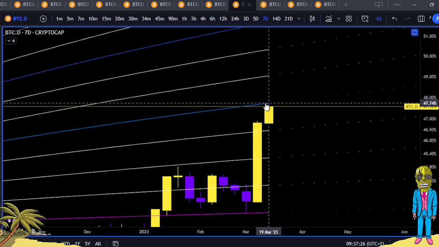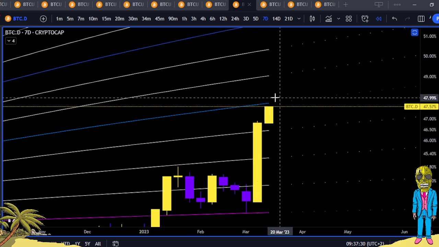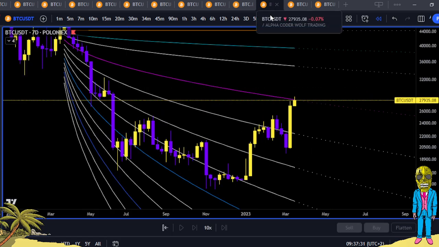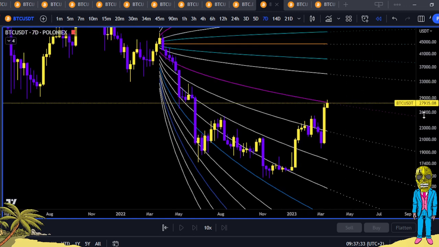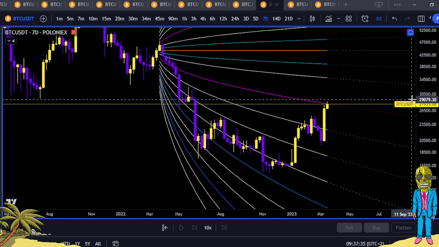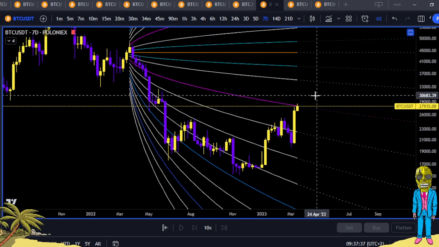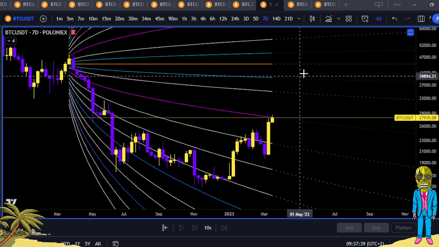This is at 47.74% of dominance in all cryptos. Bitcoin, people are holding. Pretty much 47% of the people are currently holding Bitcoin in the crypto world. That's what that means, in a sense.